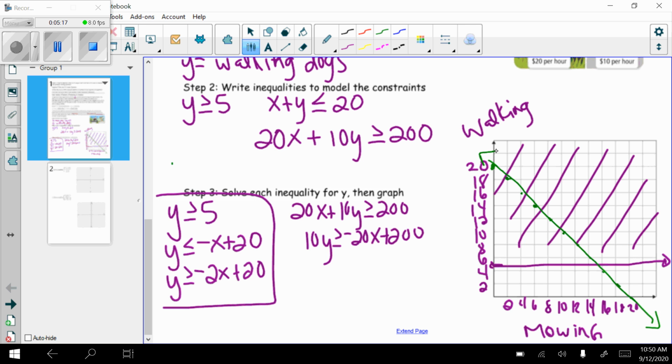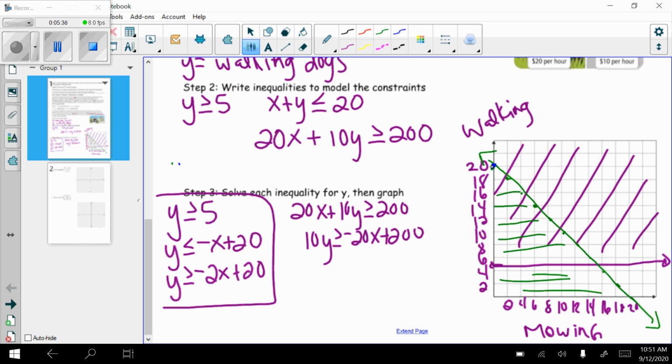Here it's y is less than, so I'm shading everything below the line. And I'll switch colors one more time to do our last graph. Y is greater than or equal to negative 2x plus 20. Again, I start at 20 for my y-intercept. But this time my slope is down 2 over 1.